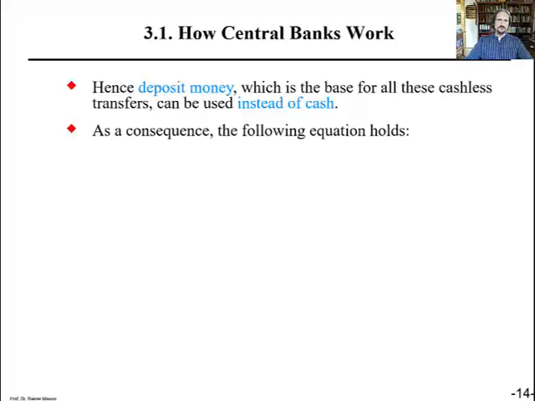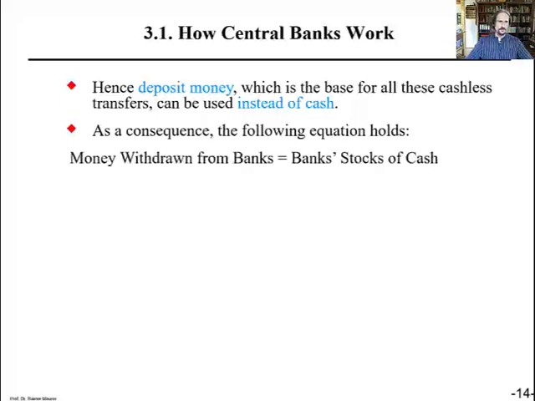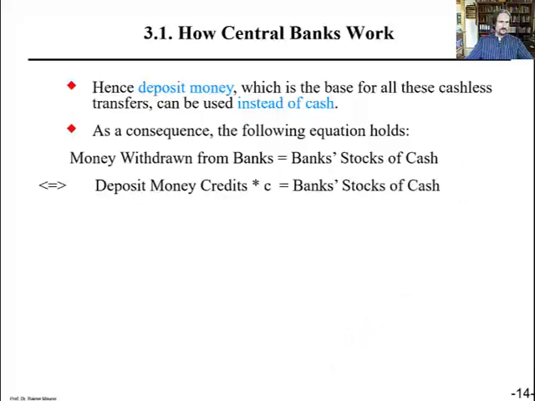As a consequence, we can describe this relationship with a simple equation. The money withdrawn from commercial banks must equal the bank's stock of cash they have received from the central bank. The money withdrawn from banks is equal to the deposit money credits granted by banks times the cash ratio, and this must equal the bank's stock of cash which they have received as a credit from the central bank. Now we typically use these shortcuts: M for deposit money credits granted by commercial banks, and B for the bank's stock of cash which they have received as a credit from the central bank.